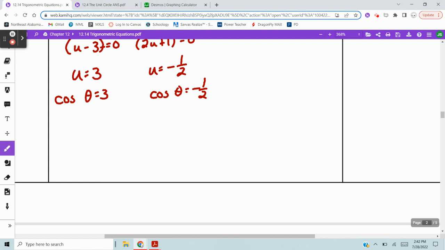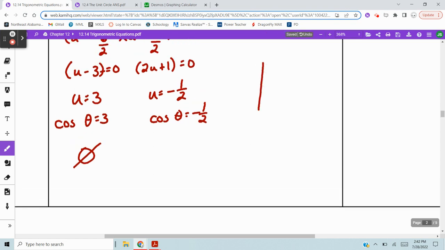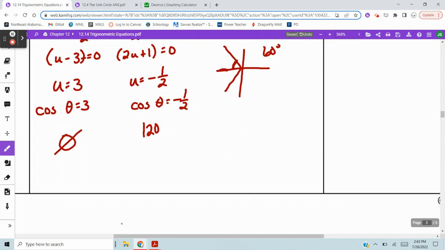Okay, once again, cosine can never have a value bigger than 1 or smaller than negative 1. Cosine is equal to negative 1/2, okay? Our reference angle, where cosine is equal to 1/2, would be a 60-degree angle. But our answer is negative 1/2, so we're going to be in the second or the third quadrant. This is my 60-degree reference. This is 180. 180 minus 60 gives me 120 degrees. 180 plus 60 gives me 240 degrees, and those are my two answers.